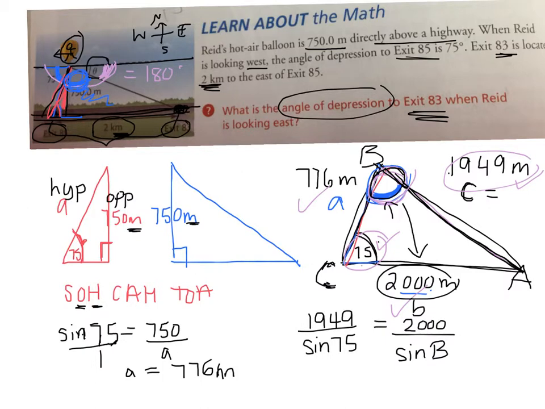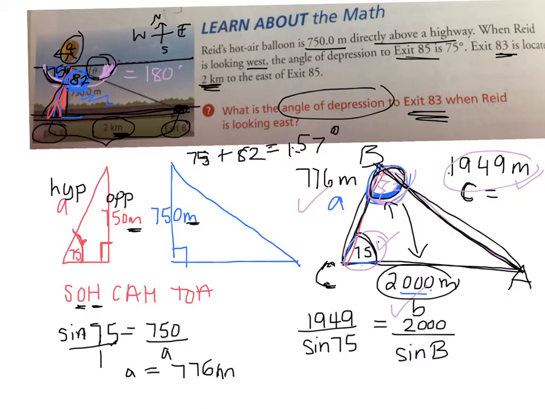Okay, this angle here is 82 degrees. So we have 75 degrees here, 82 degrees, but we wanted to know the angle of depression. So what's 75 plus 82? 75 plus 82 is 157 degrees. The whole thing has to add up to 180.